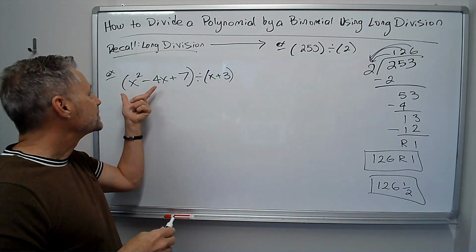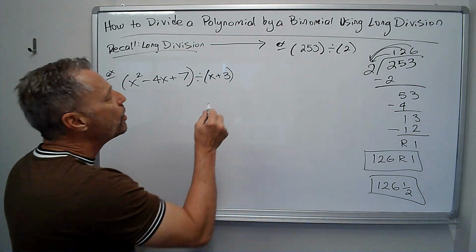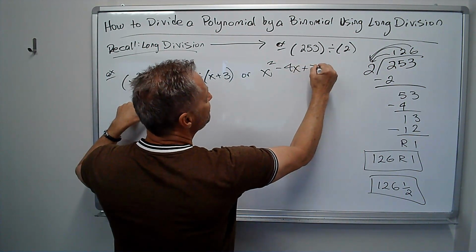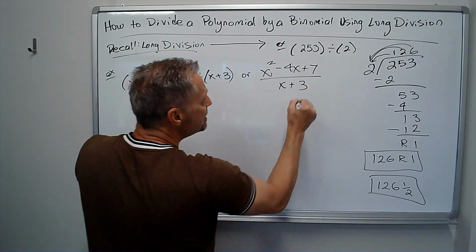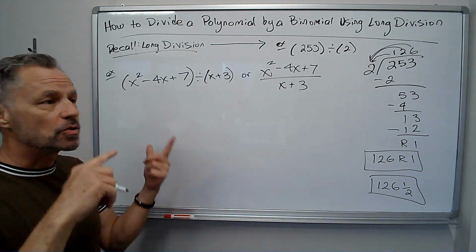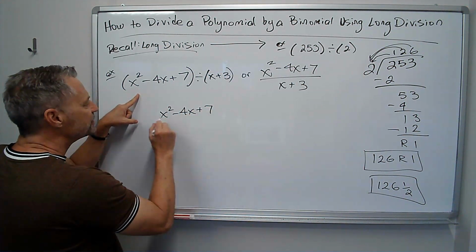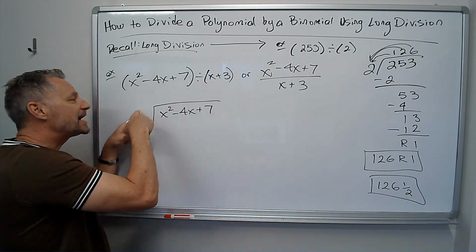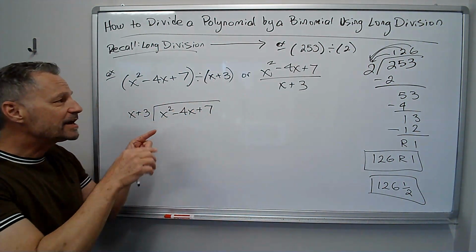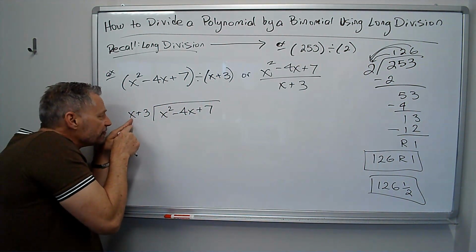All right. Polynomial divided by a binomial. It's written this way, or it may be written x squared minus 4x plus 7 divided by x plus 3. It may be written either way. They're asking the same question. Okay, so what do we do? We start with this number, x squared minus 4x plus 7. But the number we're dividing by goes on the outside, just like we did over there. Don't look at this whole thing. Don't get confused. Just look at the first thing here and the first thing there.